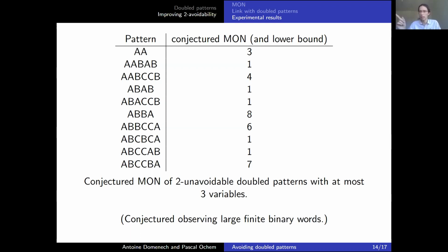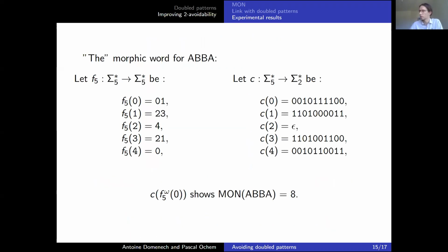In particular, for ABBA, it goes up to 8, which is kind of a lot compared to the ones that are 1. And for ABBA, we also have another result. If you take this morphic word, so you take F5 to be this morphism, C to be this morphism, then C of F5 to the omega of 0 is a morphic word. It's a morphic word that has only 8 occurrences of ABBA.